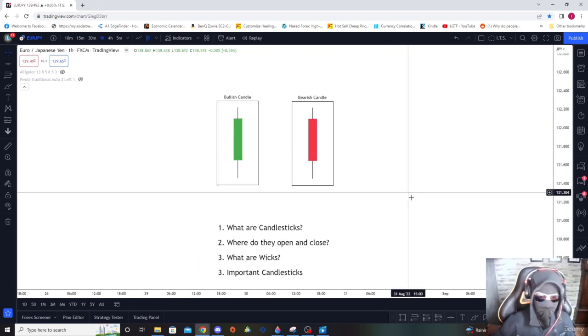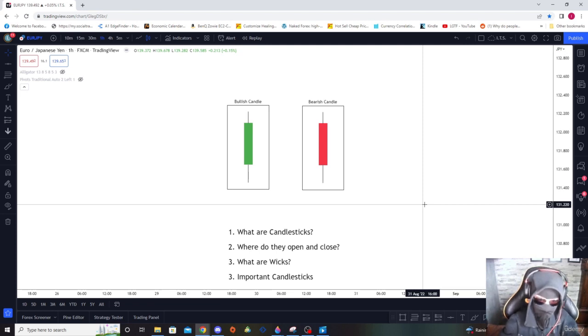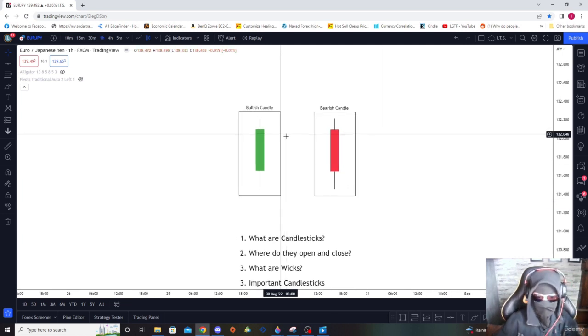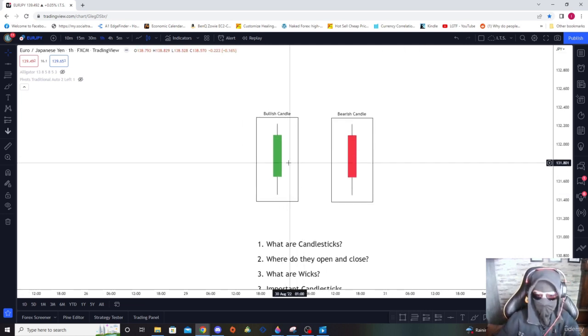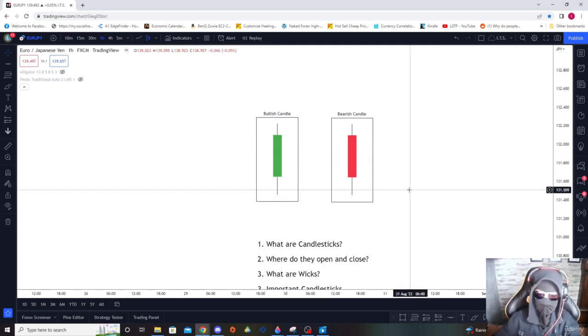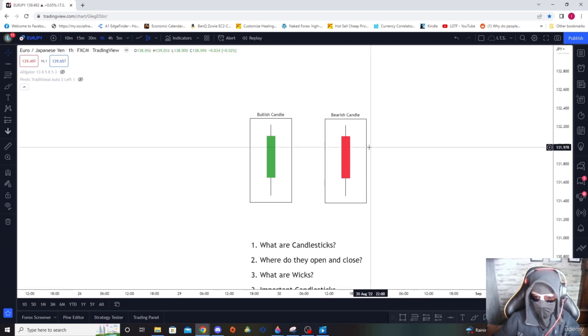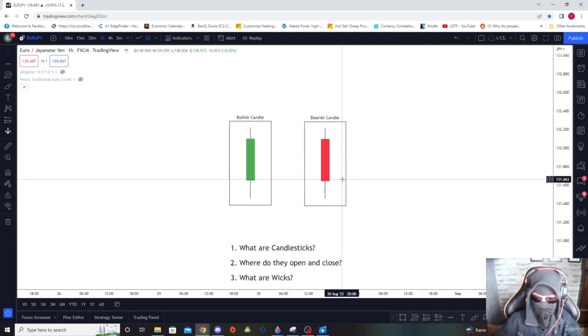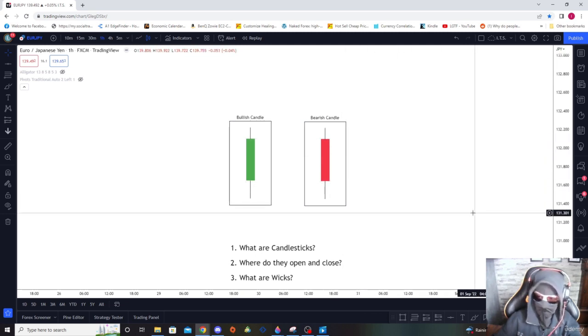So, important candlesticks. These are the main candlesticks you're going to see in the market, and these are the things you need to know. You have a bullish candle. This shows prices moving up. So of course it opens here, closes here. That means prices moved up within that time. And a bearish candle shows how much prices moved down within that time.